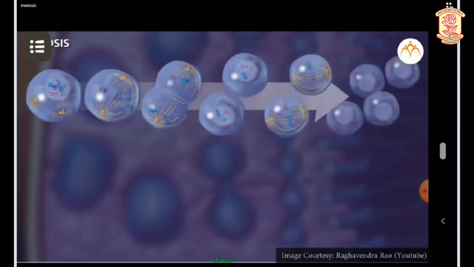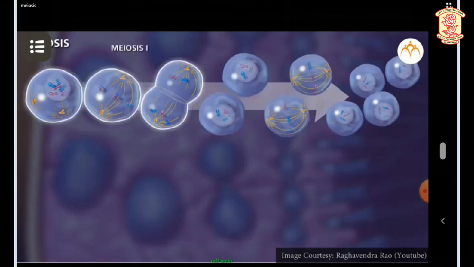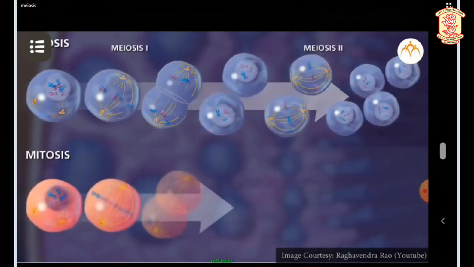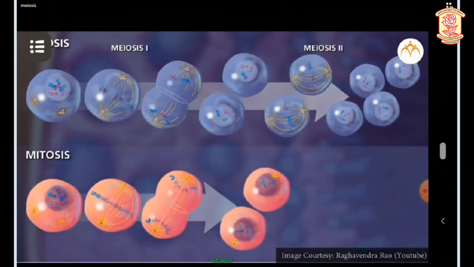In meiosis, the daughter cells or the gametes have half the number of chromosomes as compared to the parent cell. Hence, they are called haploid cells. Haploid cells means half the regular number of chromosomes. Diploid means two copies of each chromosome. Somatic cells are considered to be diploid cells.